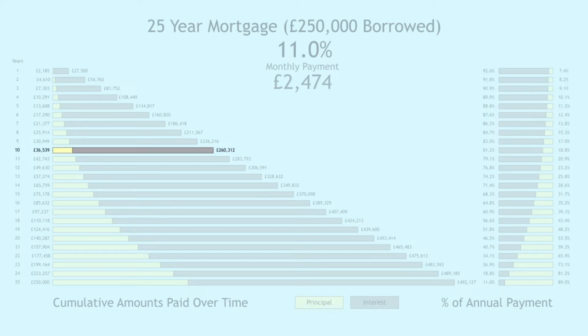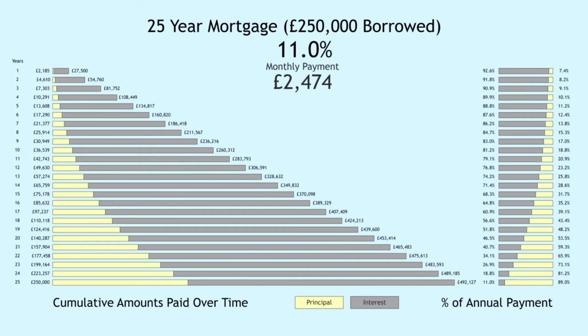After 10 years, you've paid a total of almost 300k, 50k more than the 250k you borrowed. But you've only actually paid down 36k of what you borrowed. The rest has been lost to interest payments totaling 260k. This is a bit of an extreme, so let's put it into a more realistic context.